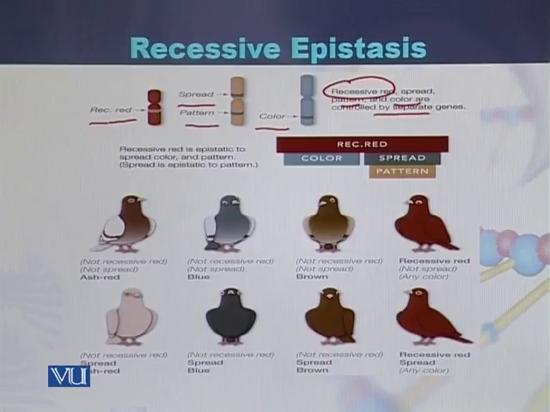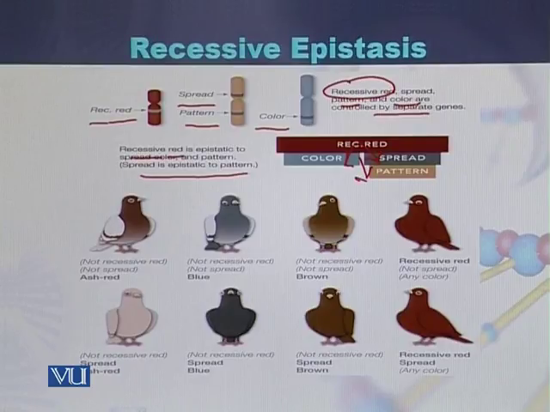One gene controls the recessive red color, the second gene controls the spread, the third gene controls the pattern, while the fourth gene controls the color. These 4 genes are present on different chromosomes. Here it is also important to note that recessive red is epistatic to spread as well as pattern, while spread is epistatic to the pattern. So recessive red is epistatic to the spread as well as to the color, while spread is epistatic to the pattern.